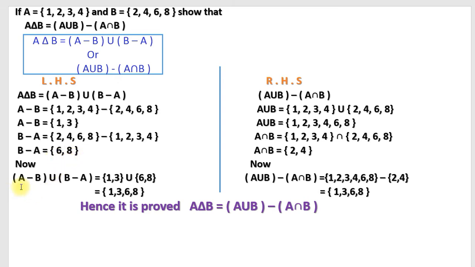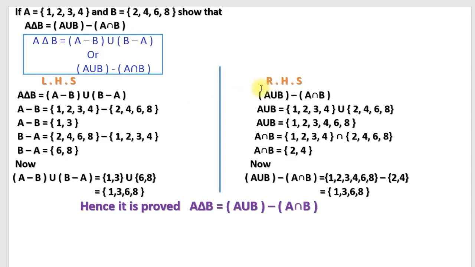Now we already have the answer of A difference B and the answer of B difference A, and between these two brackets there is a union sign. Now we write both answers and find the union. In union, we write both sets' elements together. So what answer will come? {1, 3, 6, 8}. This will be the answer of the left hand side.